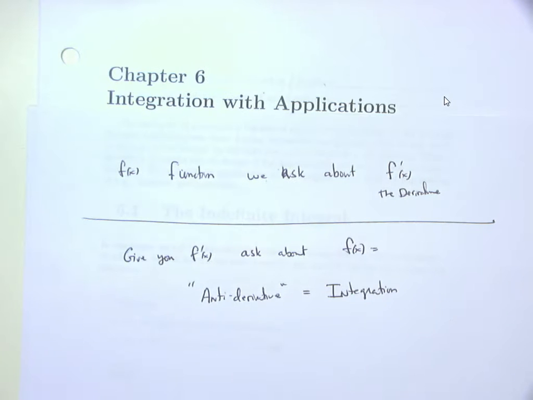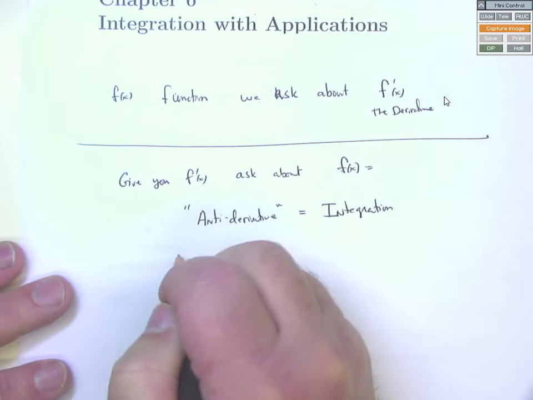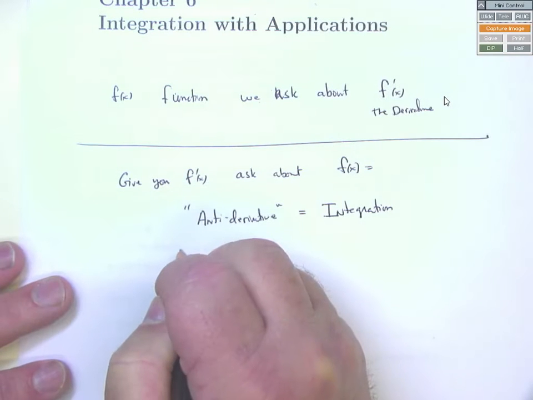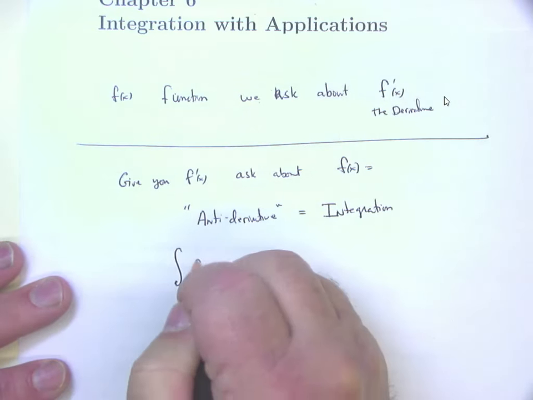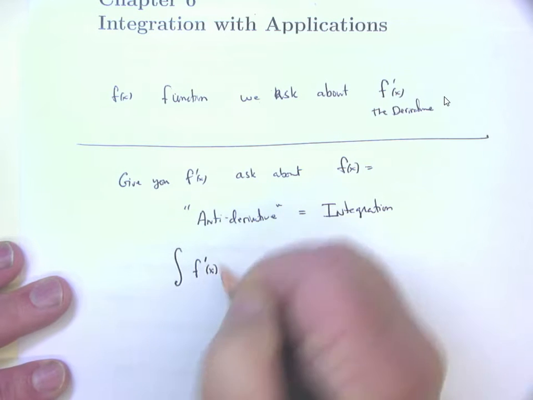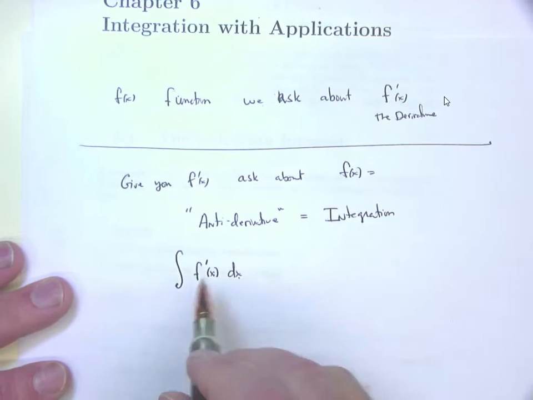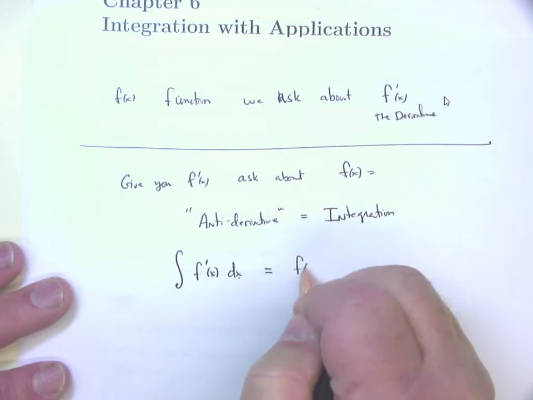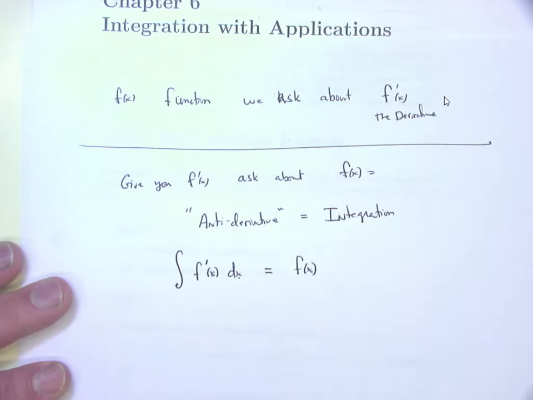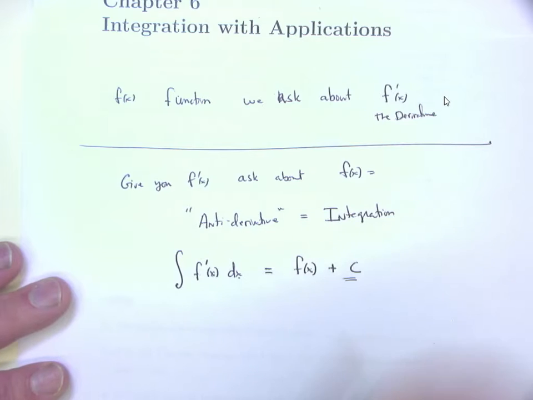And here we have a special notation for that. This elongated S means antiderivative or integral. The integral of f prime of x dx. The dx is just telling you what the variable is. So the integral of the derivative function will actually give you the original function back, plus c.